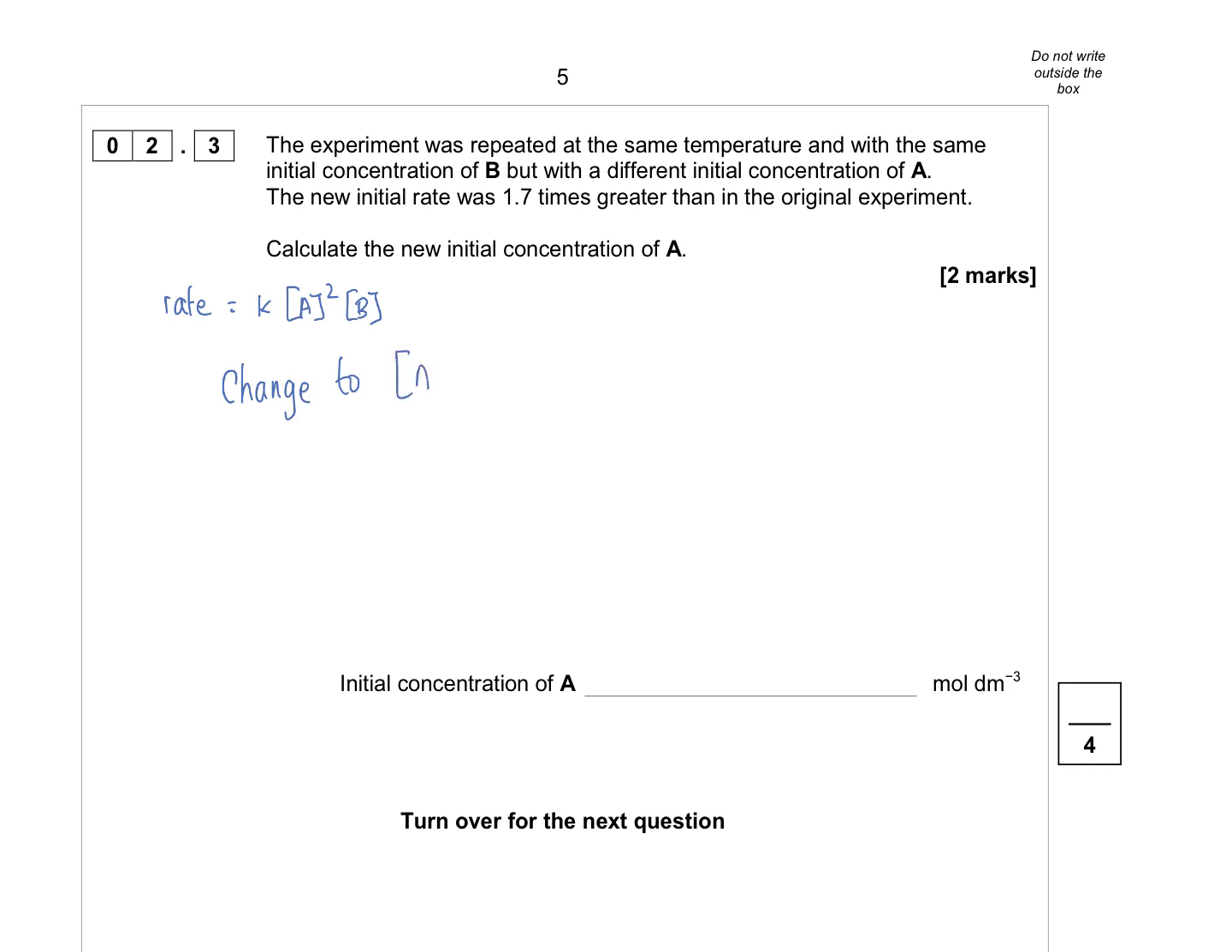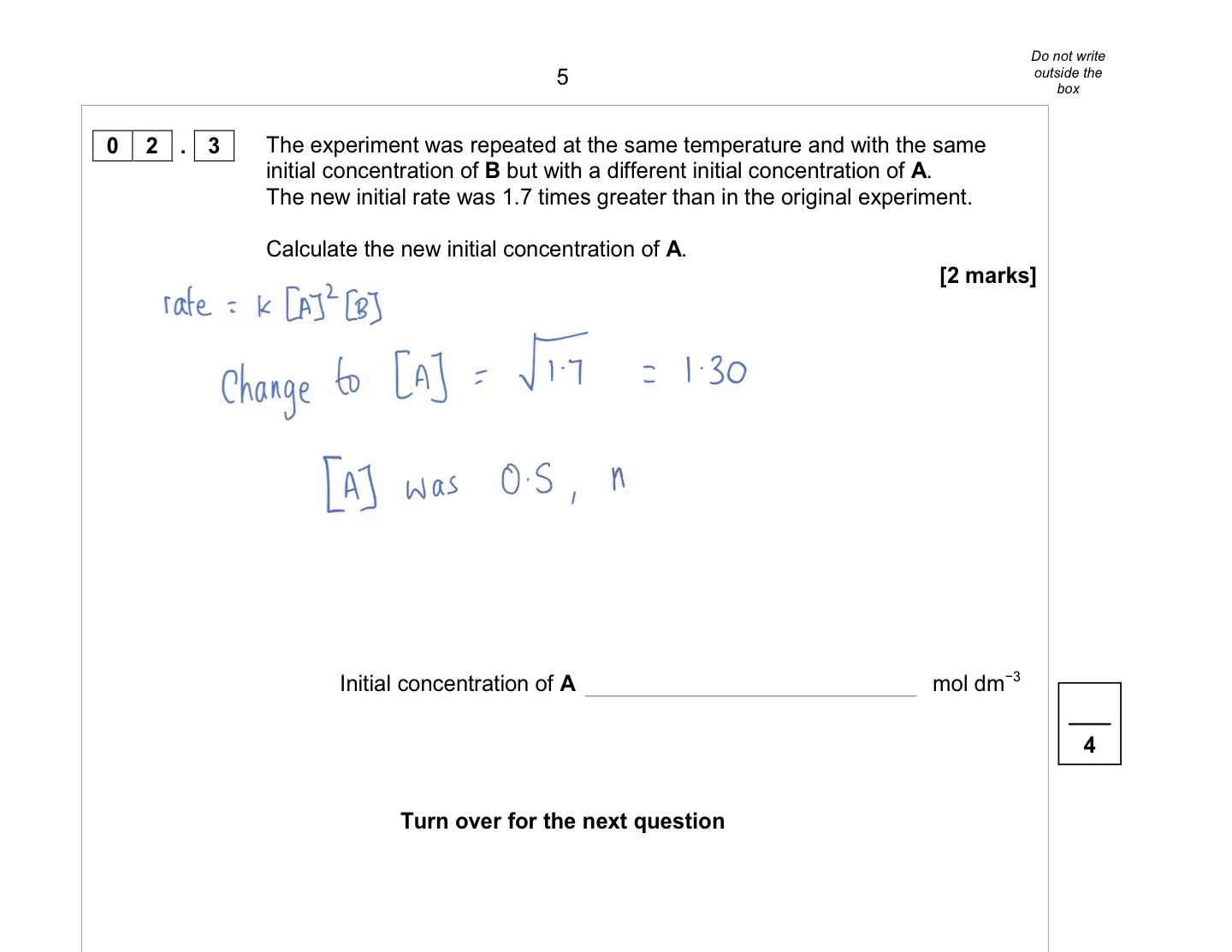So if we know that the initial rate is now 1.7 times greater, then we know that the change to the concentration of A must be equivalent to the square root of 1.7 because the rate is proportional to A squared. Therefore, if I just type that into the calculator, the square root of 1.7 is 1.30.